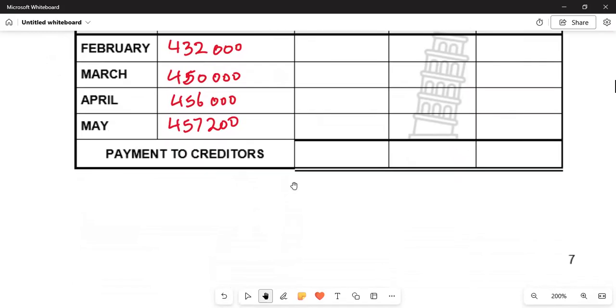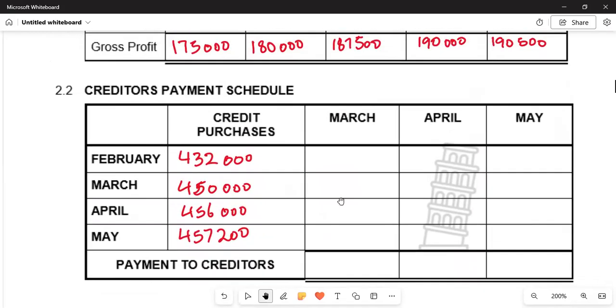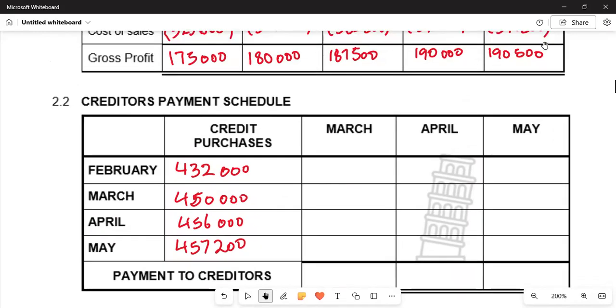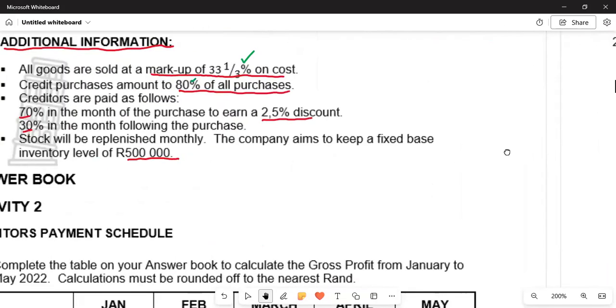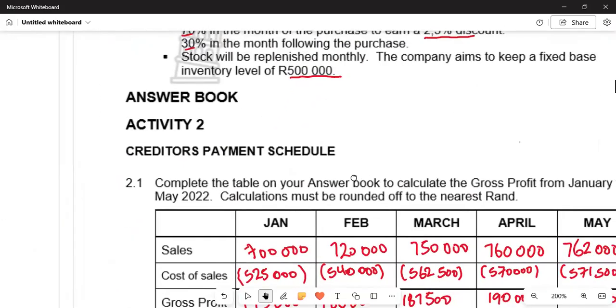So now we want to calculate, for March, the creditors payment schedule for March, April, and May. So that is what we are going to do now. Our month of sale is March. So now let us go to this information and try to see.